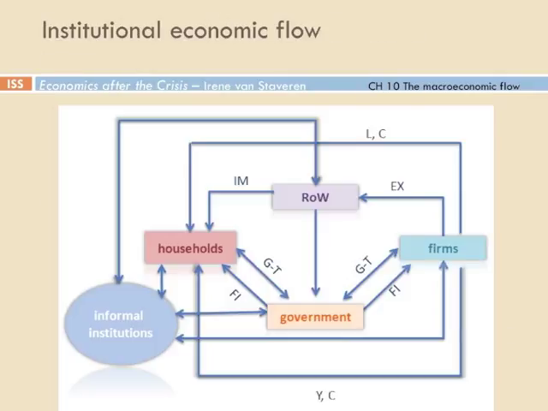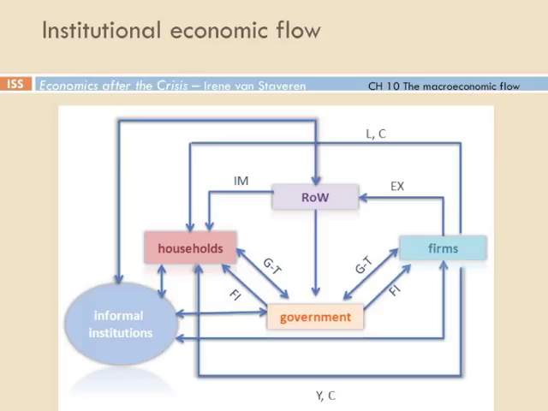This slide shows you the adapted circular flow diagram from an institutional perspective. Taxation between government and household and government and firms. And there's the rest of the world, other countries. So we can add imports and exports.